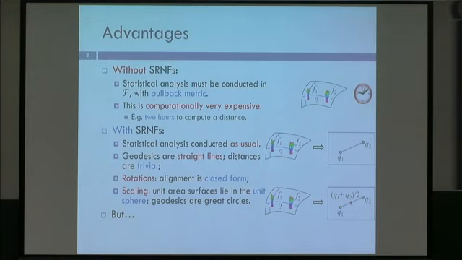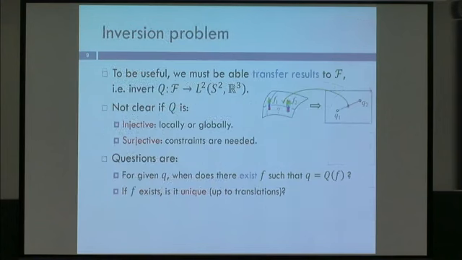Everything is greatly simplified by using SRNFs, but there is a fly in the ointment, and that is that if we want to be able to use this, having calculated the average Q in the Q space, we need to be able to transform it back to actually get the surface. What is this average surface? And in the case of curves, that's a relatively trivial problem, just involves an integration. But in the case of surfaces, it's no longer a trivial problem at all, as you'll see in a minute.